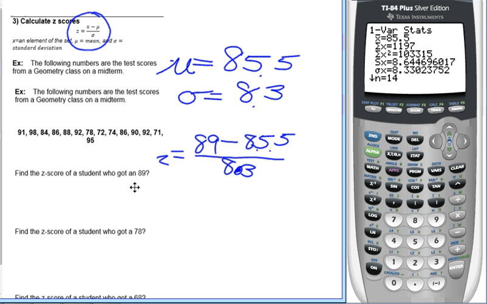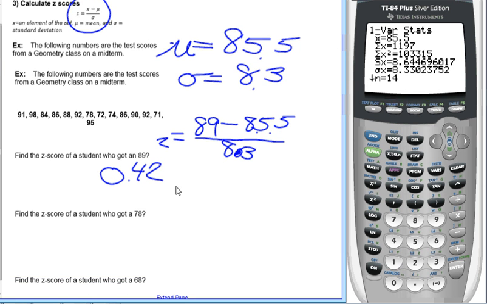The answer that I get for this one is 0.42. That means the score is above average because it's a positive Z-score. And that makes sense because 89 is above 85.5. So the same thing, I use the same mean and the same standard deviation for this next one.